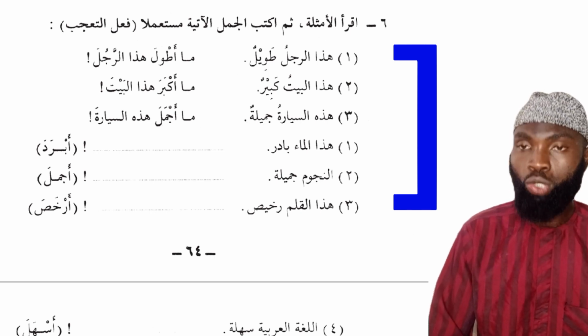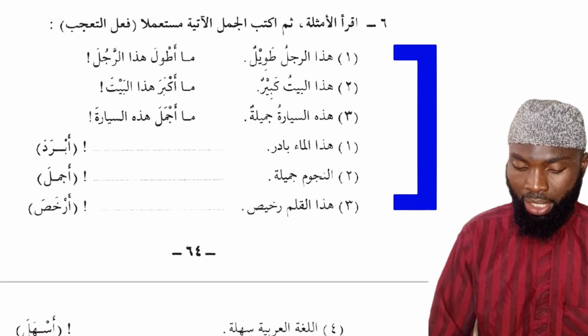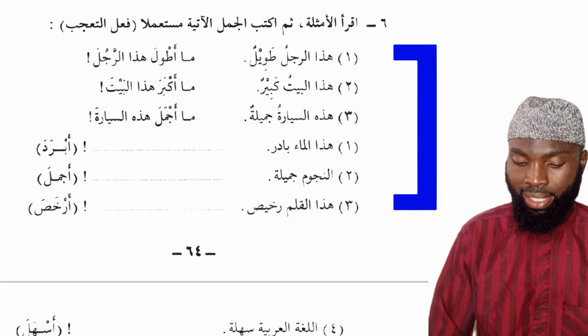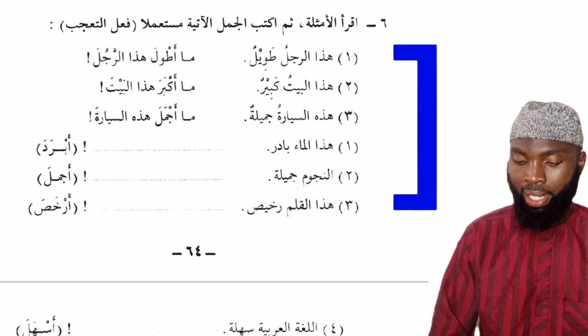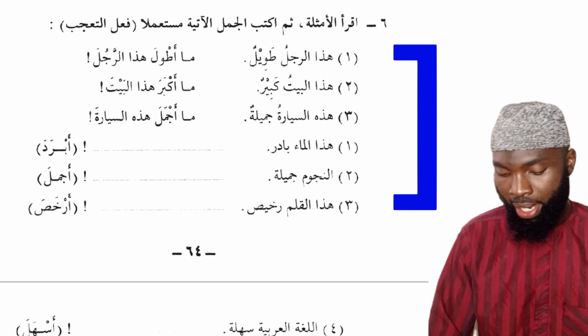Number 2, we have: this house is big. This house is big. How big is this house! How big is this house? This car is beautiful. This car is beautiful. We say: how beautiful this car is! How beautiful this car is. Number 1, we have: this water is cold. We say: how cold this water is!